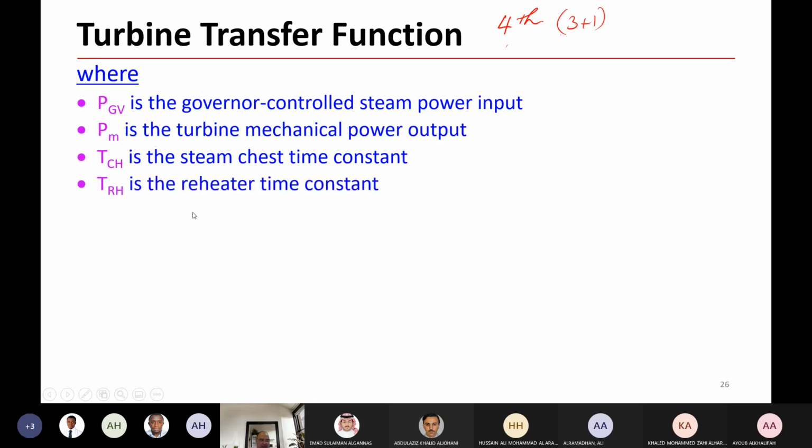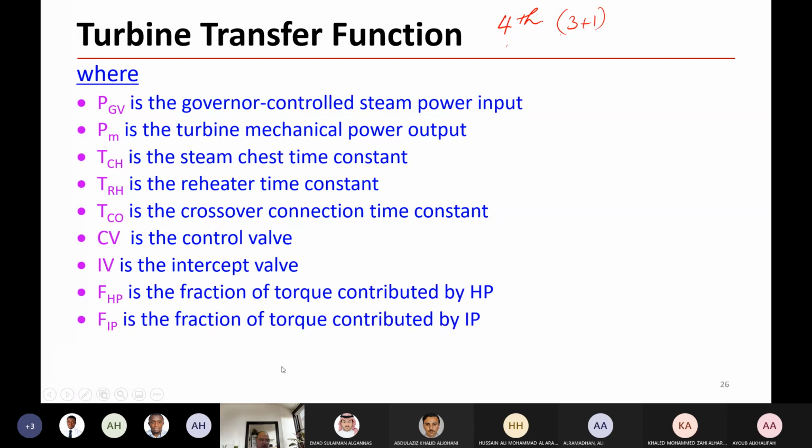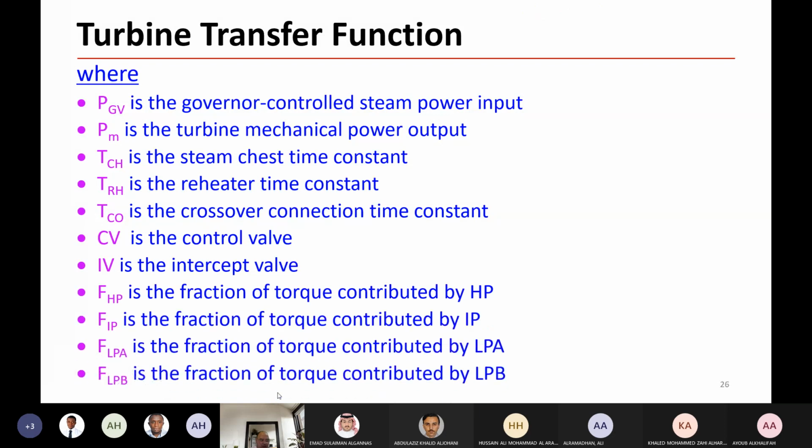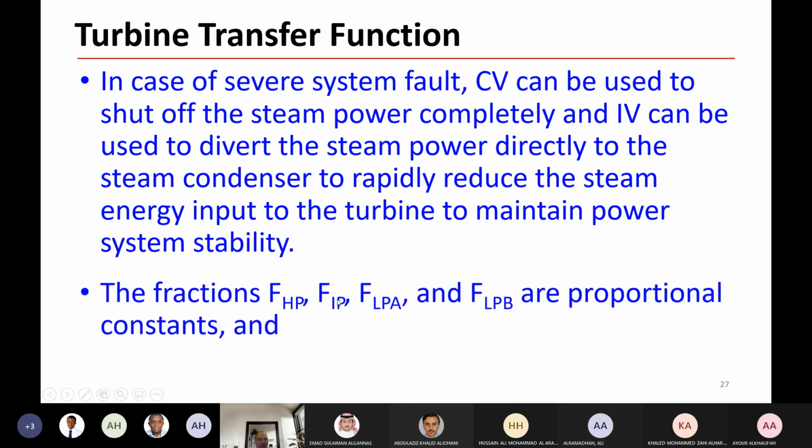These are some definitions: reheat, crossover, control valve, intercept valve, FHP, FIP, FLPA, FLPB. In case of severe system fault, the control valve can be used to shut off the steam power completely, and the intercept valve can be used to divert the steam power directly to the steam condenser to rapidly reduce the steam energy input to the turbine. The fractions of all these are proportional to this, and the summation of all these fractions is 1, as we mentioned earlier.